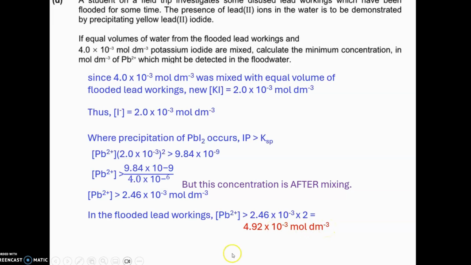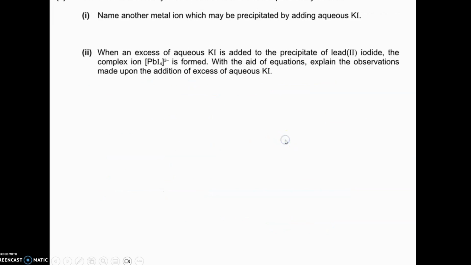Part E, there are some reasons why this method of detection is not particularly reliable. So part 1, name another metal ion which may be precipitated by adding aqueous KI. So this answer is actually in question 6, which is silver ion or Ag+. As we know, silver ion can be precipitated by adding KI to form a yellow precipitate of AgI.